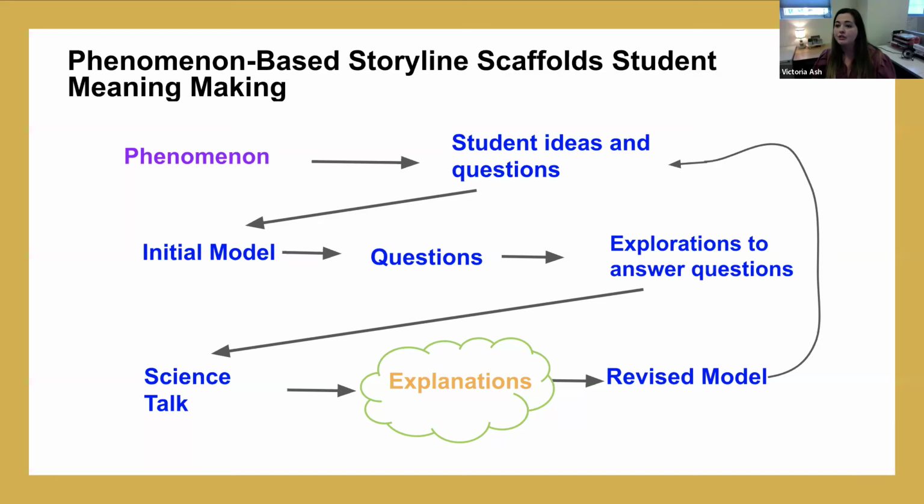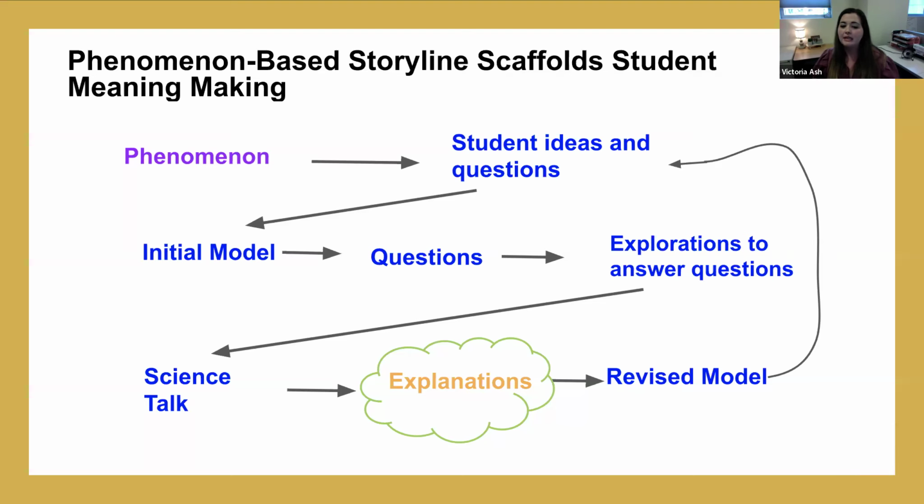And those explorations are hands-on, they're interactive, and they are students searching for answers themselves through their activities. We then move on to a science talk, and the science talk is a way for students to be able to interact with one another, to discuss what they found, to discuss what they've learned, and help each other understand the different activities that took place.